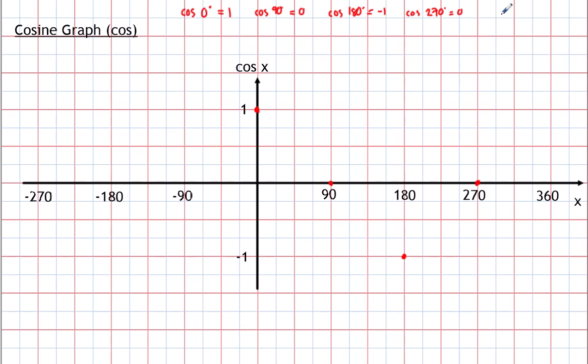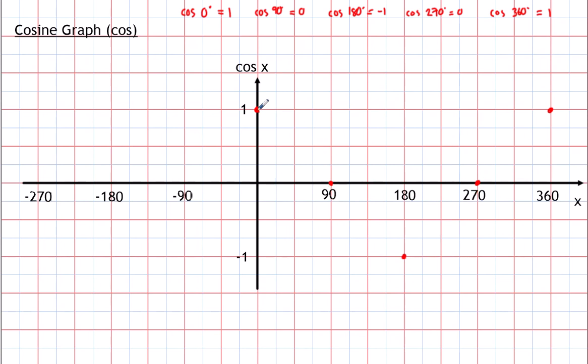Cos 270 is 0. And cos 360, again, 360 degrees, it completes one full wavelength, so we get back up to 1. And the shape of this graph this time then, so cos, the only difference between cos and sine is basically where they start from. Sine starts from 0 and goes up. Cos starts from 1 and goes down.